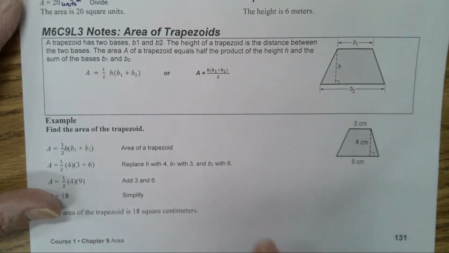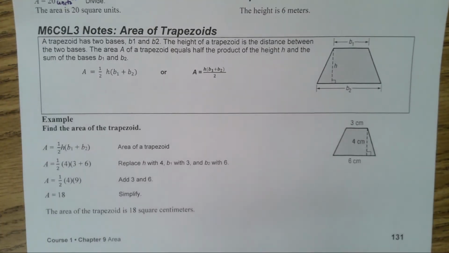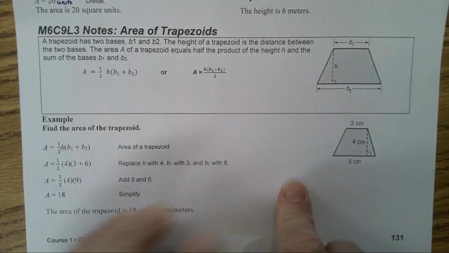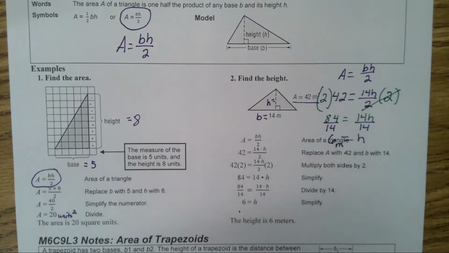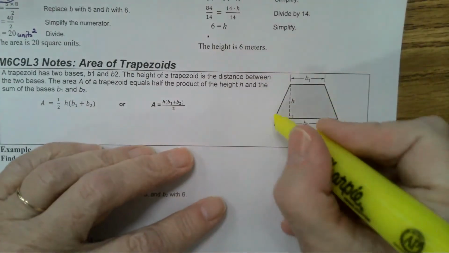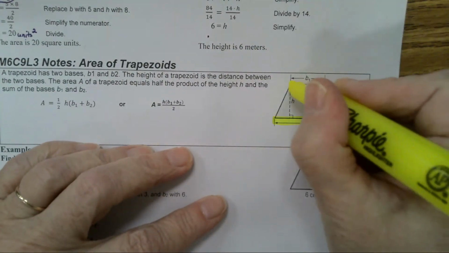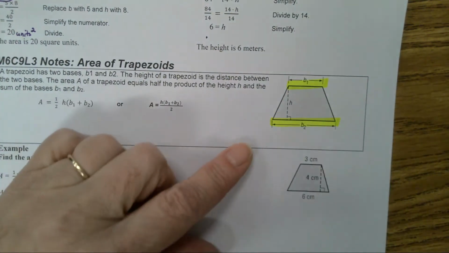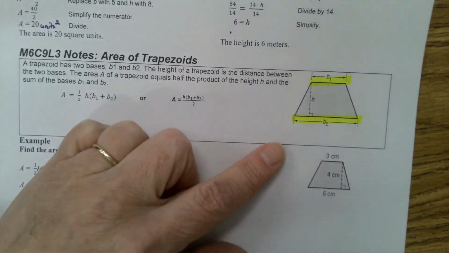Now, kids, these bases are the sides that are parallel, okay? They don't intersect. You're going to say, how do you know which sides are your bases? Well, they're the sides that are parallel. These two are parallel. They're not going to intersect, are they? So the two parallel sides of a trapezoid are the bases.